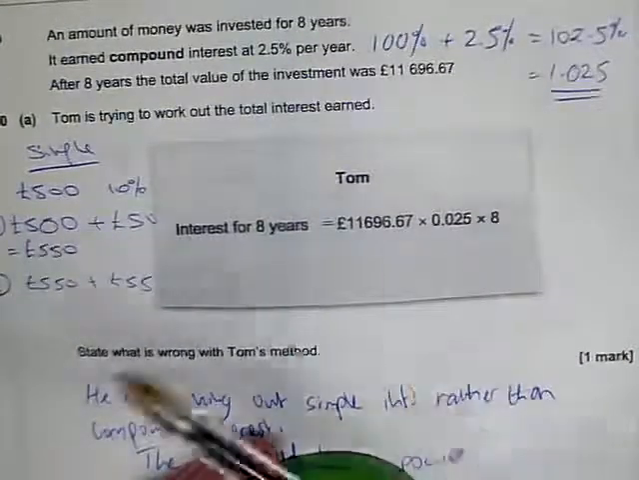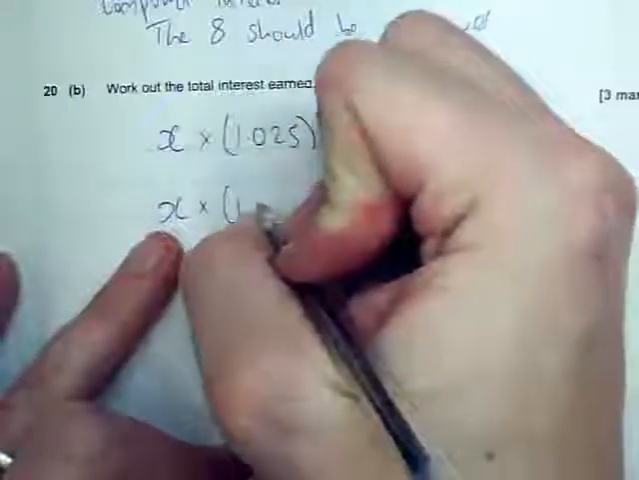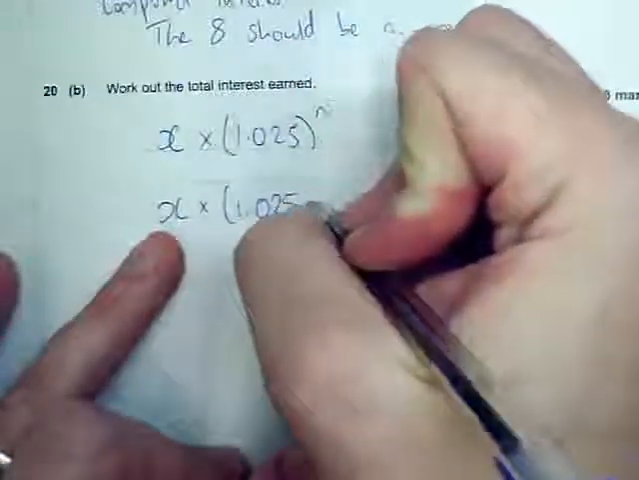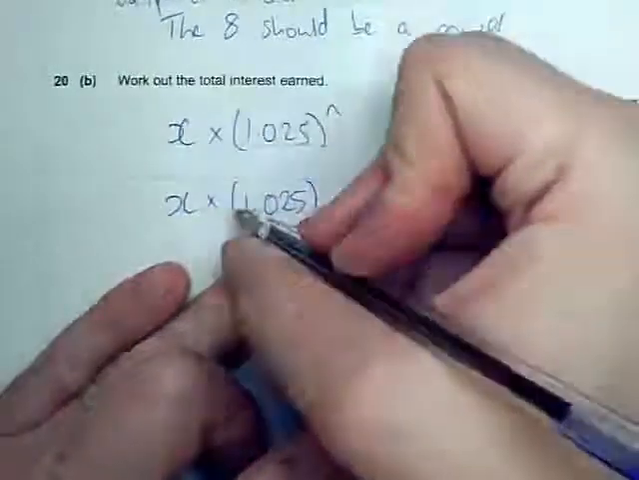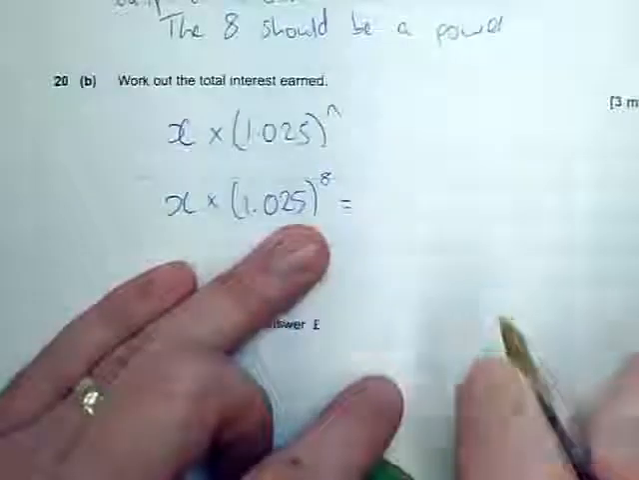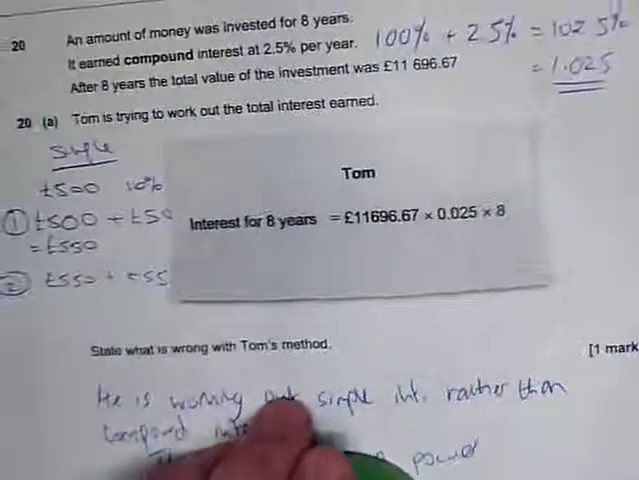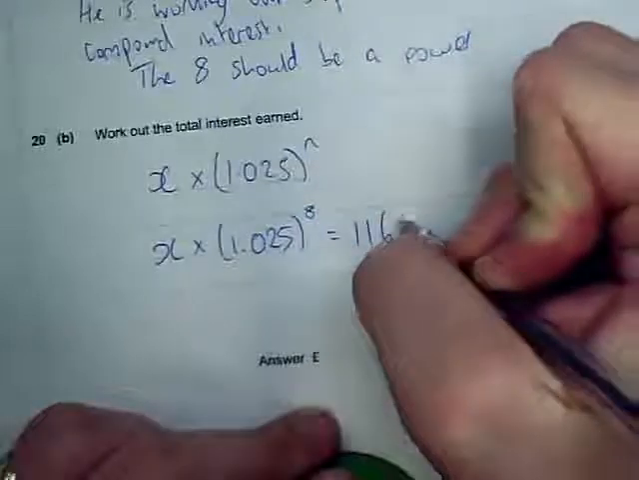So it says in the question, after 8 years, the total value was this. So we need to include this information. So the initial investment multiplied by 1.025, which is 2.5% increase to the initial investment, to the power of 8. That is now 11,696.67. So let's write that down.